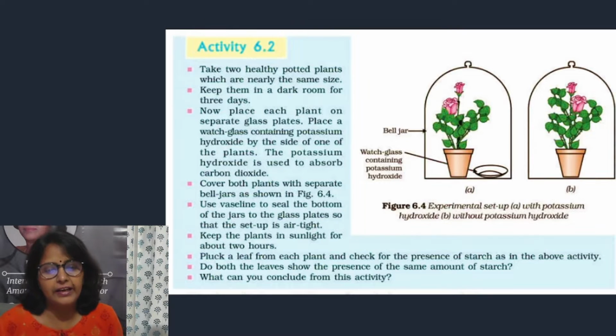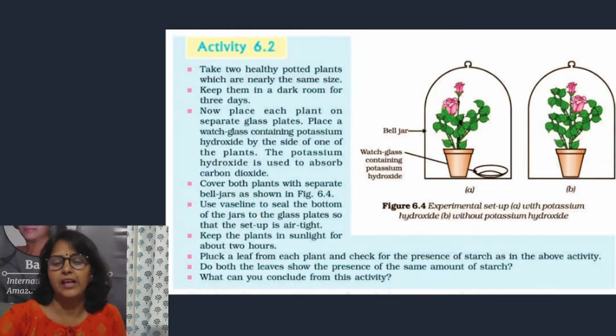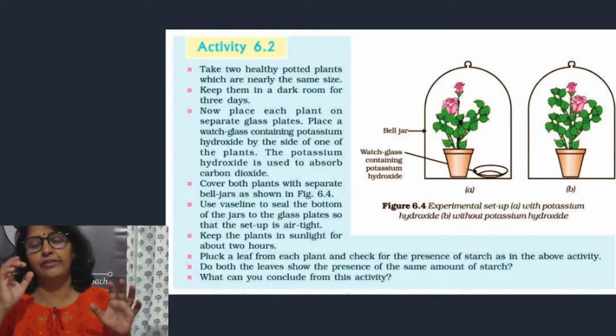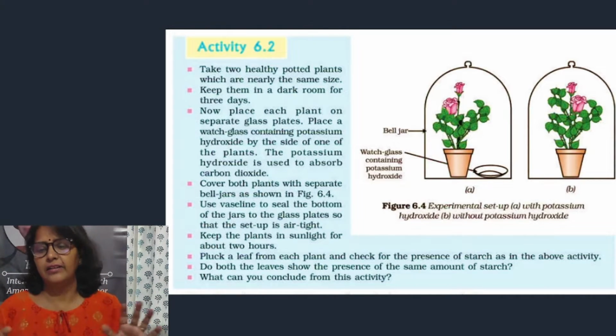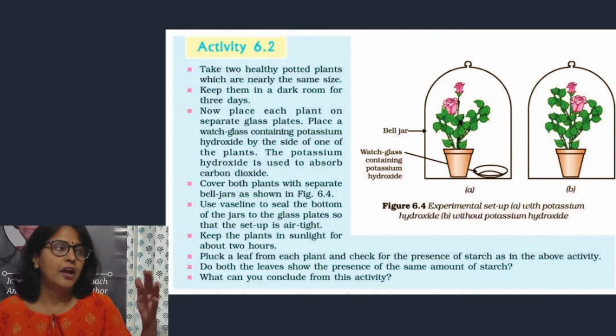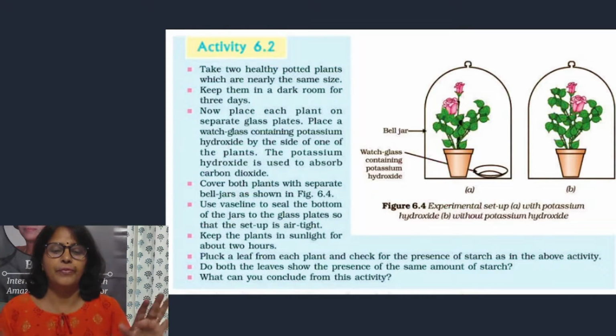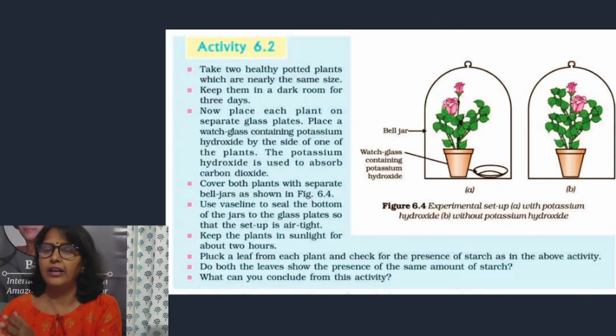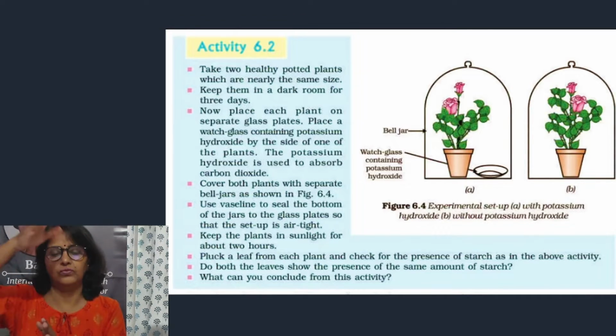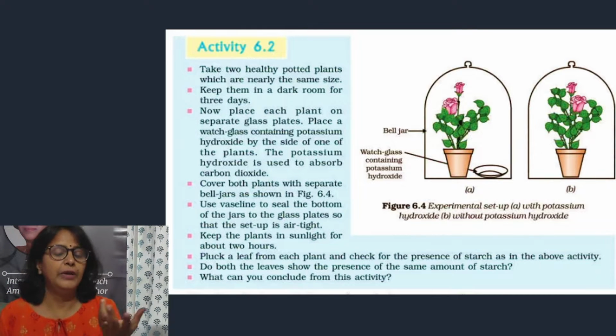Now the second activity is to take two healthy potted plants. That is, we take two pots having plants in them, of nearly the same size, so that we can compare more easily. The first step will be the same in each of the experiments. We keep them in dark for 72 hours so that all the starch is used up, and then we cover each plant with a bell jar made of glass.